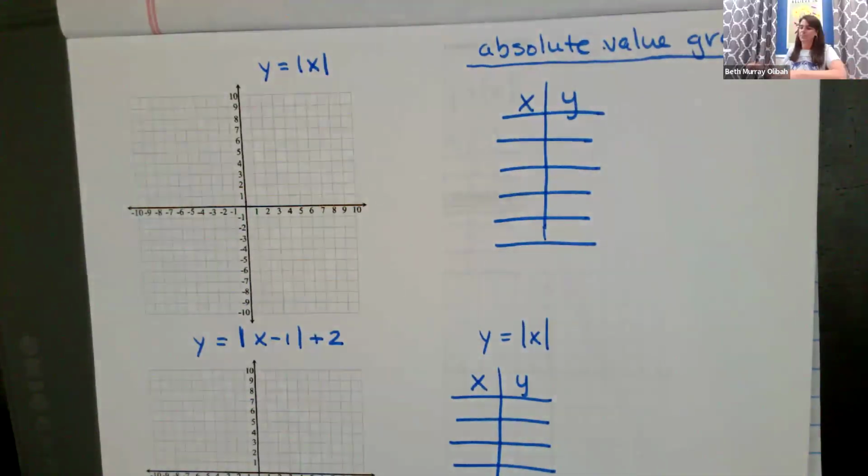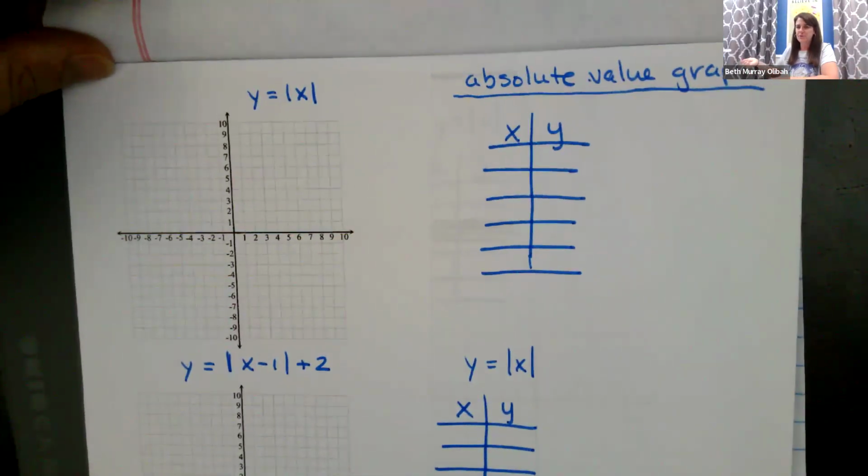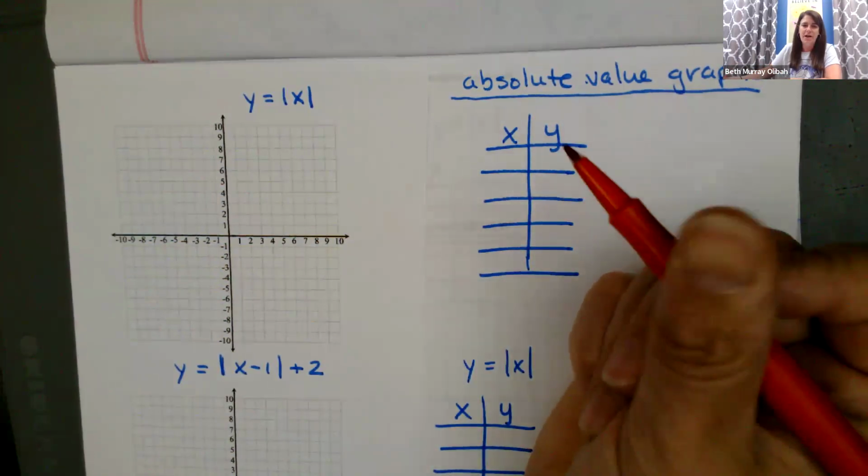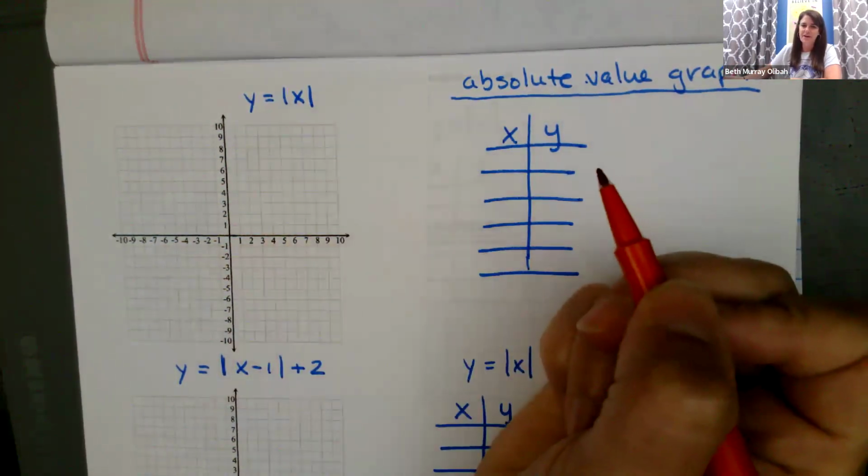Hello, it is Math with Beth, and we are going to look at absolute value graphs and also how to graph them with transformations. So we're going to start with the parent graph, which means the simplest version of an absolute value graph. So it's just the absolute value of x.